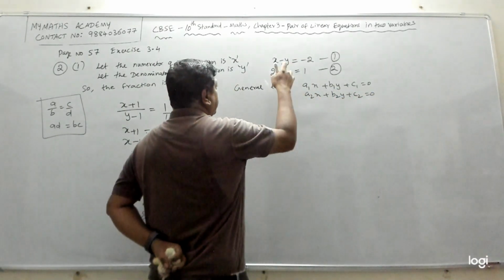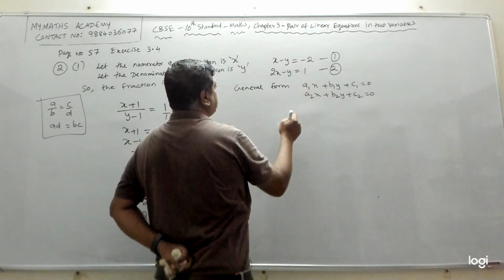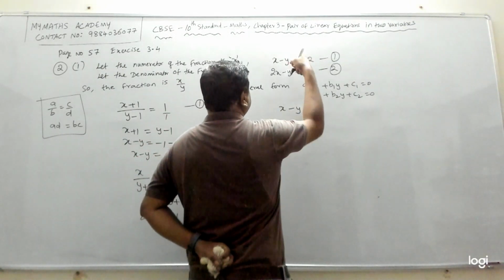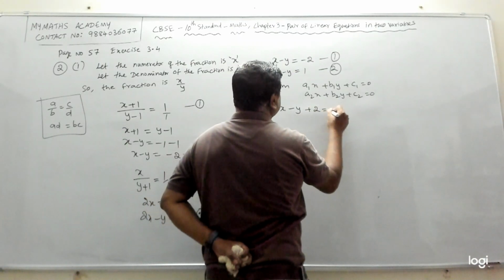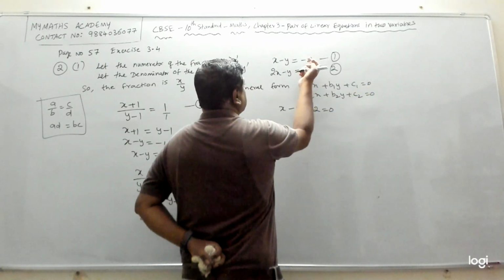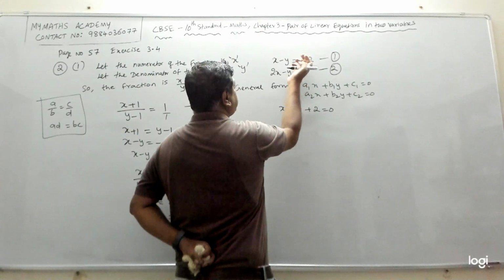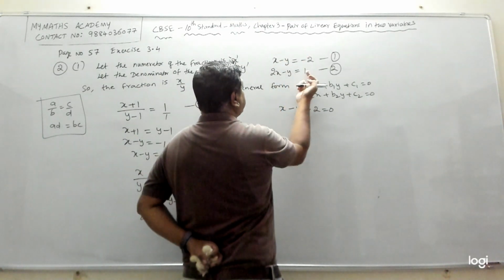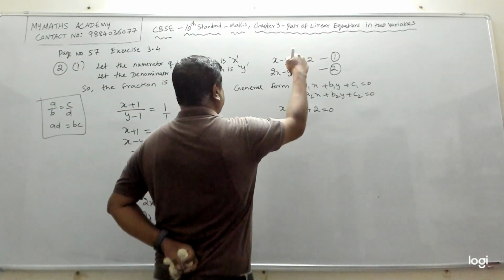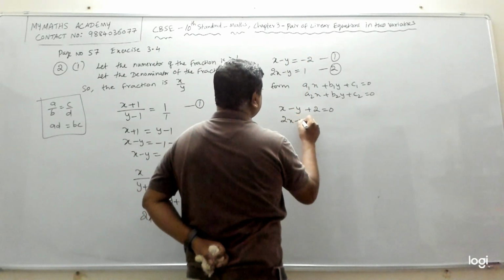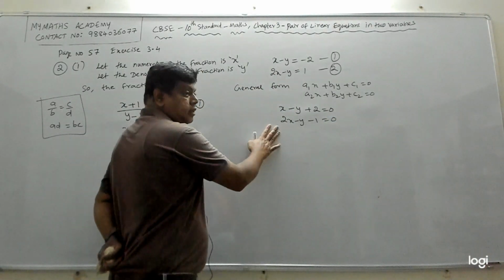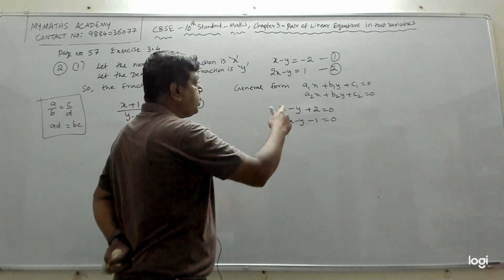Let's try to rewrite these equations in this form. So x minus y, I should bring minus 2 here to become plus 2 equal to 0, because I want equal to 0 here. I am rewriting the first equation by bringing everything to the left side. So minus 2 comes here, it becomes plus 2. In the other one, 1 comes to this side, it becomes minus 1. So you have 2x minus y minus 1 equal to 0.